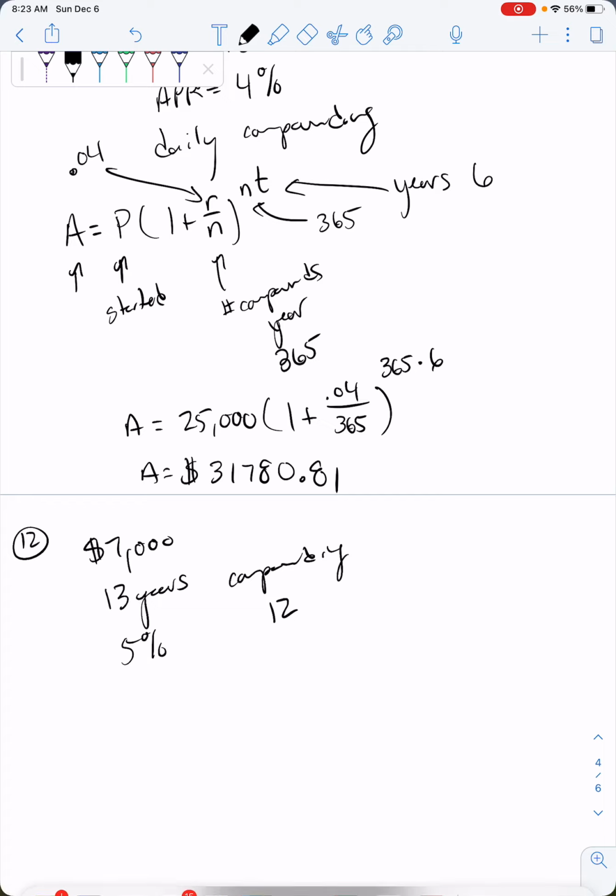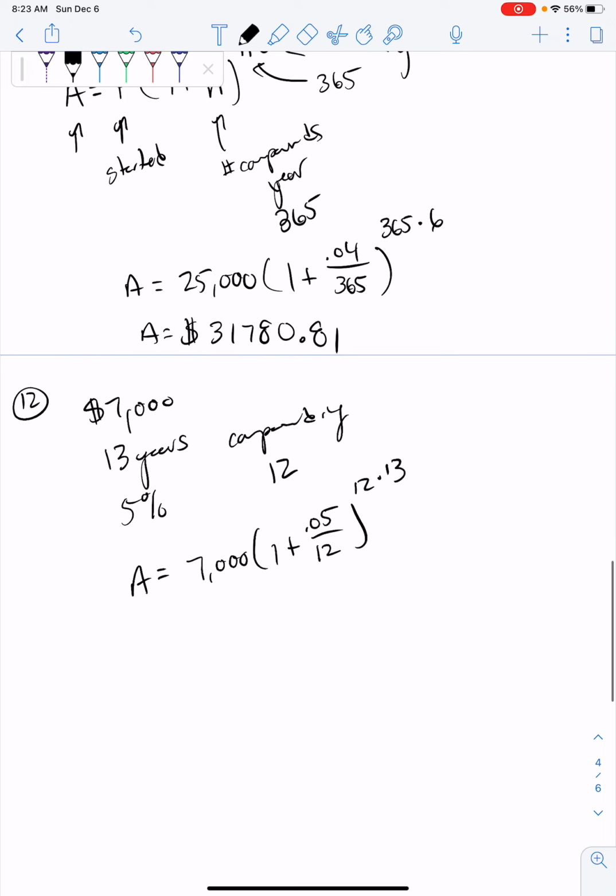So I'm going to use the same formula. A equals P, my principal, 7,000, multiplied by 1 plus 0.05 over, I'm compounding monthly, so I'm going to put it over 12, raised to the 12 times 13. I'm going to plug it in that same way I did before. I'm not going to take the time to do that. You just watched me do one of those. If you didn't, go back and watch number 11. You plug it in the calculator and you get $13,390.69 when you round it correctly. Again, take the time, do it right.